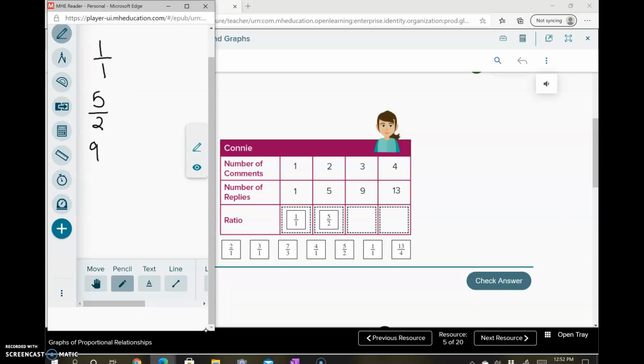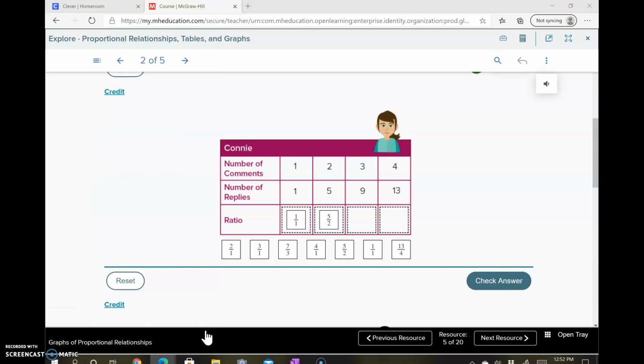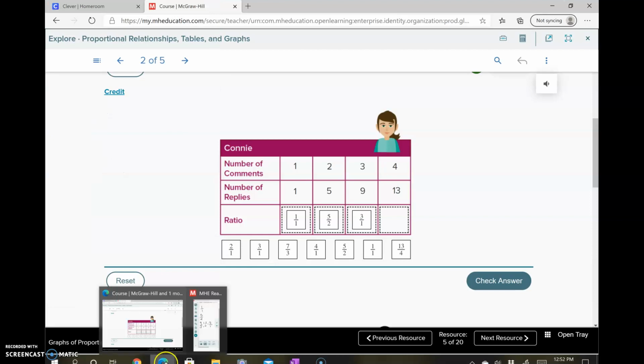Next, we have 9 to 3. 9 replies to 3 comments. Well, I know that 3 is a factor of 9, so I'm going to go ahead and divide by 3 because that's how I turn the denominator into 1. So 9 divided by 3 is 3, and 3 divided by 3 is 1. So we're going to drag that answer in.